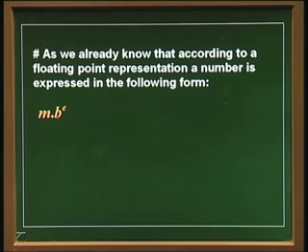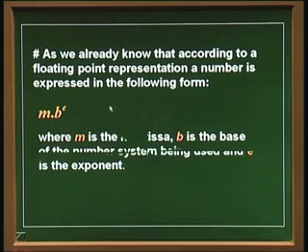Coming back to the floating point representations, we said that the floating point is represented in the following form: m b to the power e. Here m is the mantissa, b is the base, and e is the exponent. That's what we saw yesterday. The mantissa has a finite number of bits, the exponent has a finite number of bits, and the base is fixed. So that determines the range of floating point numbers which can be represented.